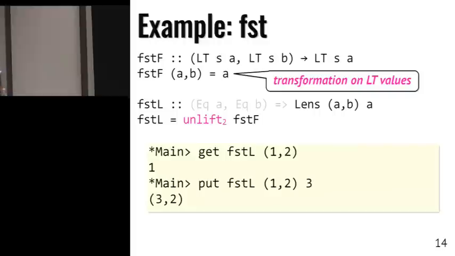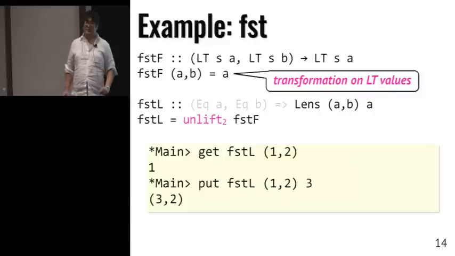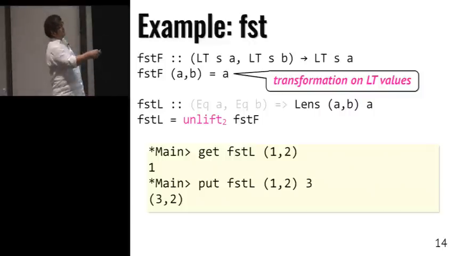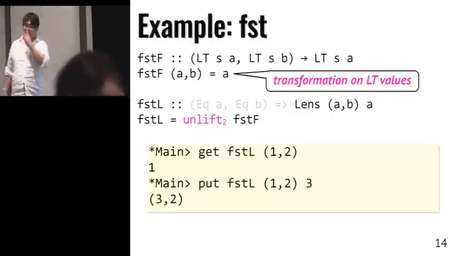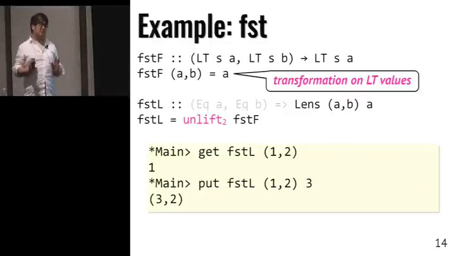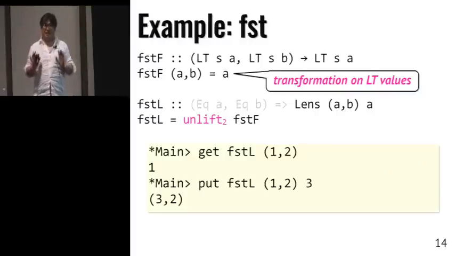I will explain the simplest example first, that extracts the first component of pairs. This is our bidirectional version of first. As you can see, its implementation is identical to the unidirectional first. The only difference is that we write transformations on LT type values. This is how we program bidirectional transformations: we write transformations on LT type values to implement bidirectional transformations.